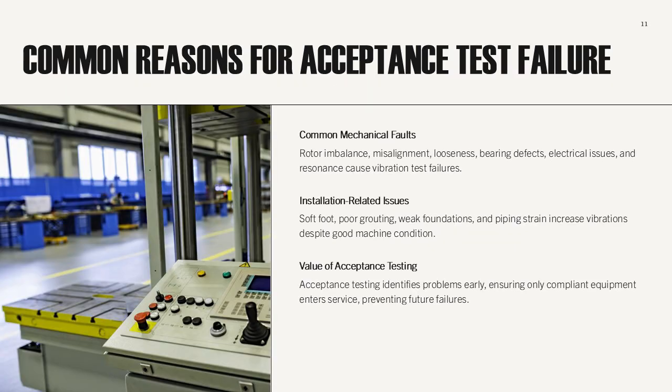Acceptance testing may result in rejection of equipment when vibration levels exceed specified limits or when abnormal vibration characteristics are identified. Common reasons for acceptance test failure include rotor imbalance, misalignment, mechanical looseness, bearing defects, electrical issues, and resonance conditions. Each of these faults produces distinct vibration signatures that can be identified through proper analysis.